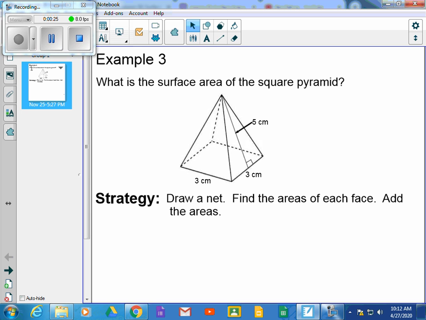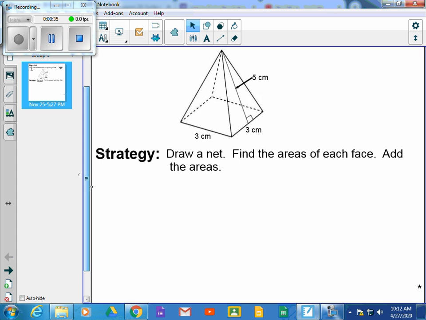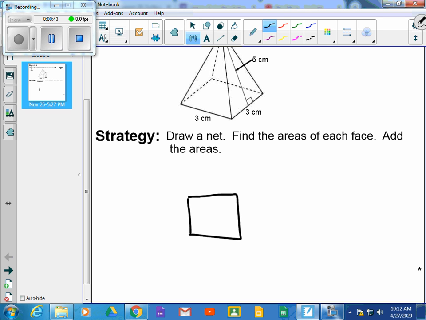This is a square pyramid. That tells us the bottom of it is going to be a square. That also tells us we're going to have 4 congruent triangles that make up the sides of the pyramid. So if I'm to draw this, I'm going to start with the base, which I'm going to call the bottom. That's a square, 3 by 3.